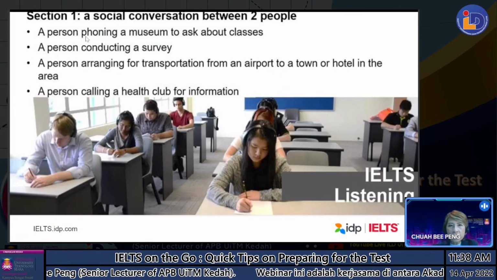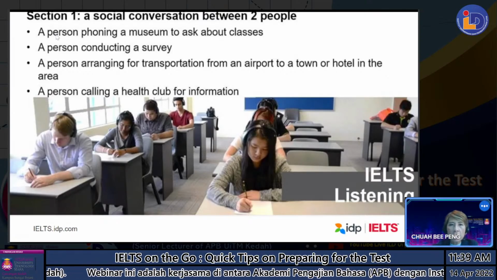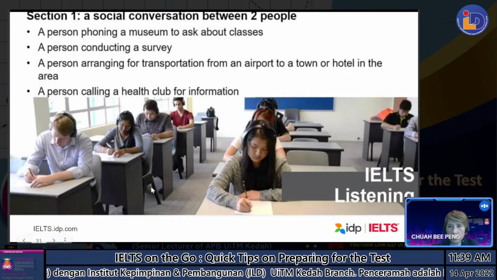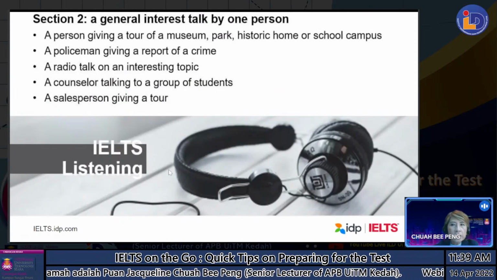In the first section, you have these situations, like I told you, something like a person phoning a museum to ask about classes, a person conducting a survey, or a person arranging for transportation from an airport to a town, or a person calling a health club for information, or students asking for information. It's always about asking for information. So it's quite simple.